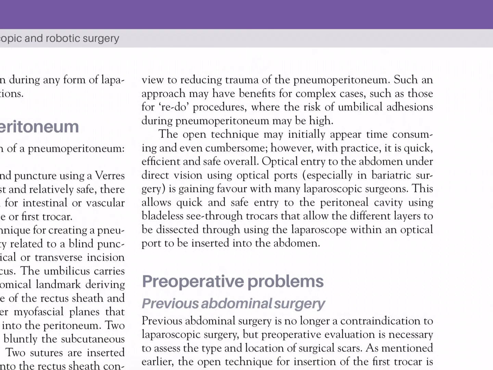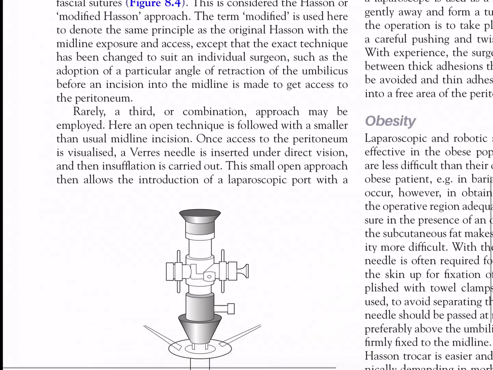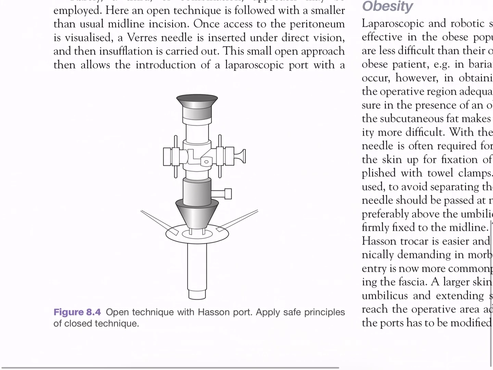The open technique may initially appear time consuming and even cumbersome. However, with practice it is quick, efficient and safe overall. Optical entry into the abdomen under direct vision using optical ports, especially in bariatric surgery, is gaining favor with many laparoscopic surgeons. This allows quick and safe entry to the peritoneal cavity using bladeless see-through trocars that allow the different layers to be dissected through, using the laparoscope within an optical port to be inserted into the abdomen. Let's see this diagram. This is the open technique with Hassan port, which applies the safe principle of the closed technique.